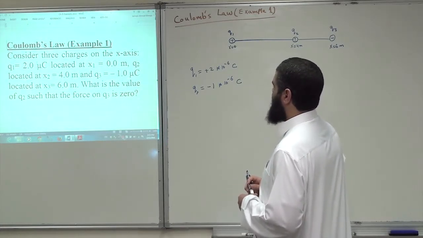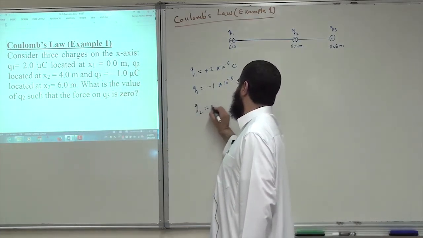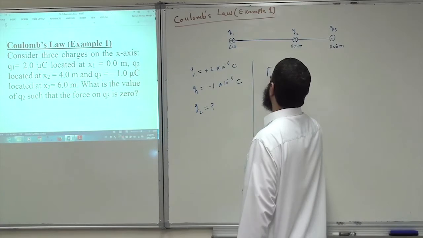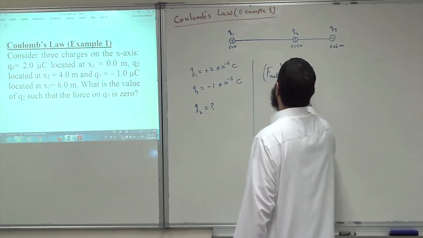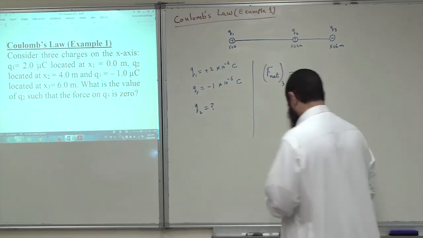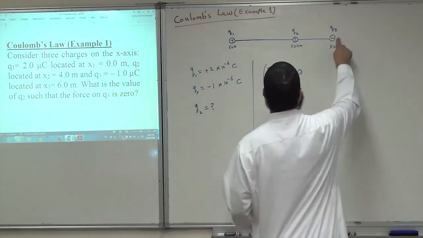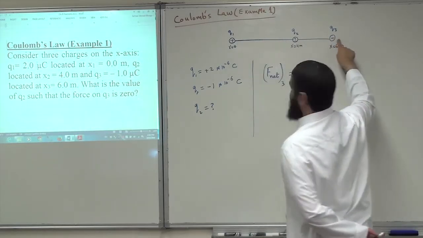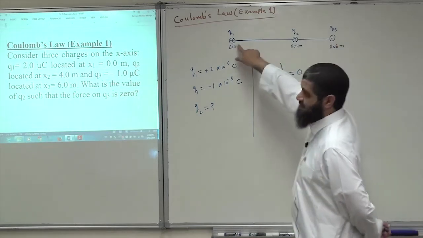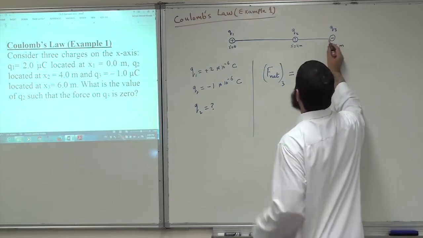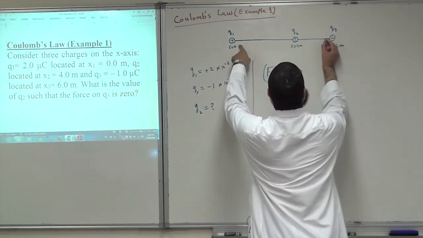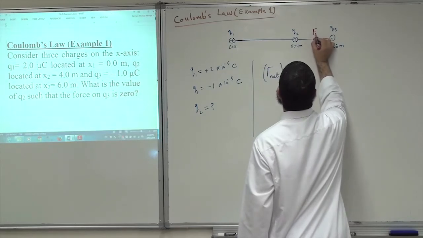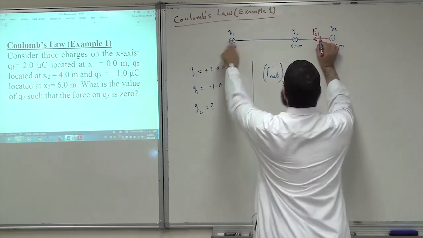We would like to know what the value of Q2 is such that the net force on Q3 should be equal to 0. So F net on Q3 is equal to 0. So let us draw these forces acting on Q3. What will be the type of force between Q1 and Q3? Q1 is positive, Q3 is negative. So on Q3 there will be attraction coming from Q1. The attraction due to Q1 will be something like this, along the line joining the two charges. And this force, I call it F31.